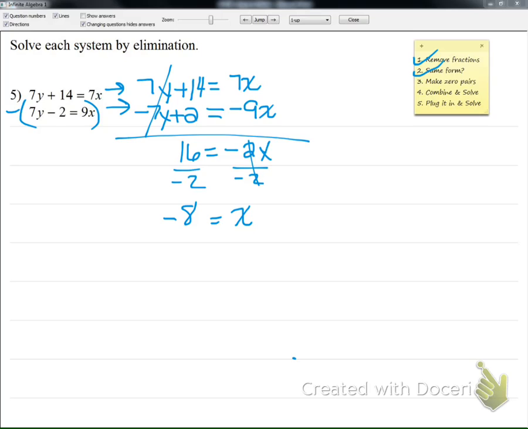Alright, so what step are we ready for? Plug it in. And remember, when choosing which equation to plug it into, look for the one that has the smaller numbers. So I would use the bottom equation. So we replace my x with the negative 8. Also be careful when you're doing that step. I see students plugging it into the wrong variable. So just make sure if you found the value of x first, you replace the x variable and not the y variable, and vice versa.